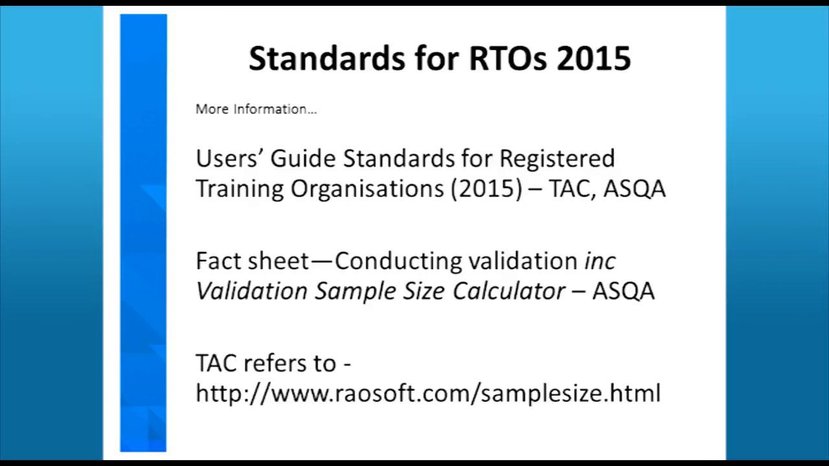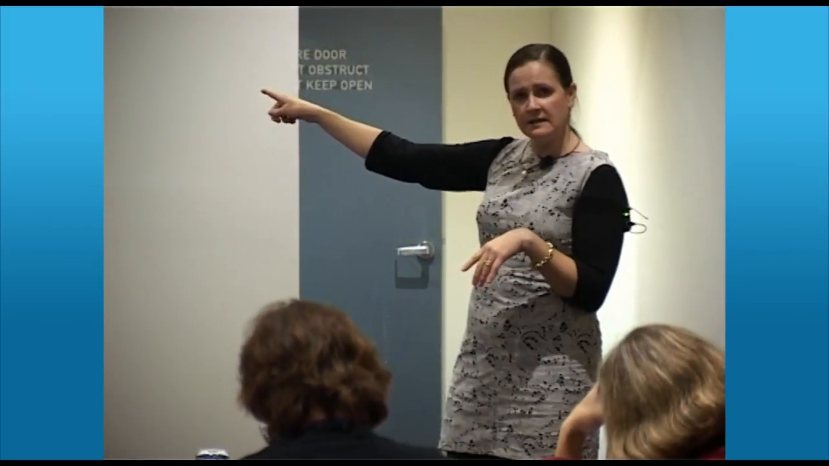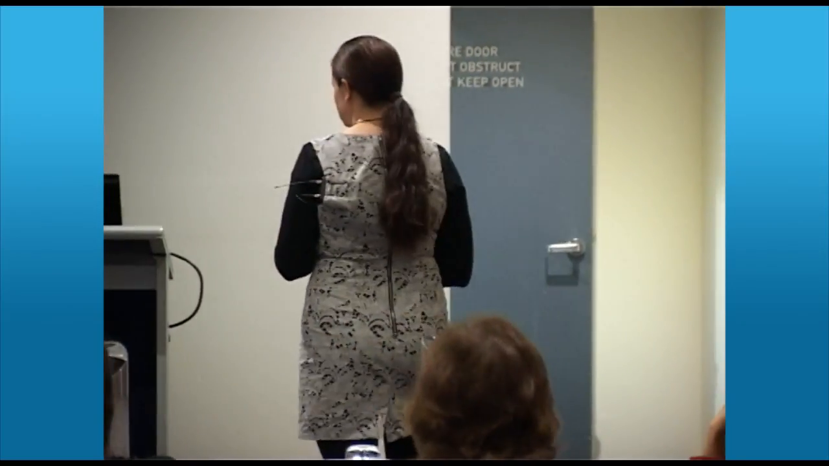So ASQA have developed a fact sheet, which someone talked about early in the morning, called conducting validation, and they have a validation sample size calculator that you can actually use. Whereas TAC refers to this particular link, RAOSoft, which is also to help you determine what is considered a statistically valid sample. So I would encourage you to go there.